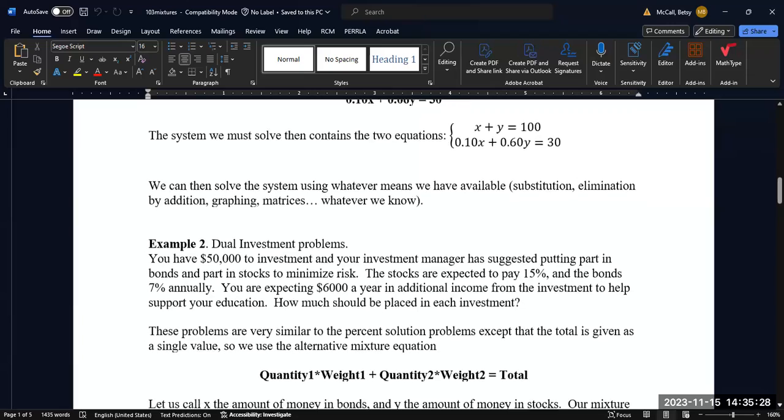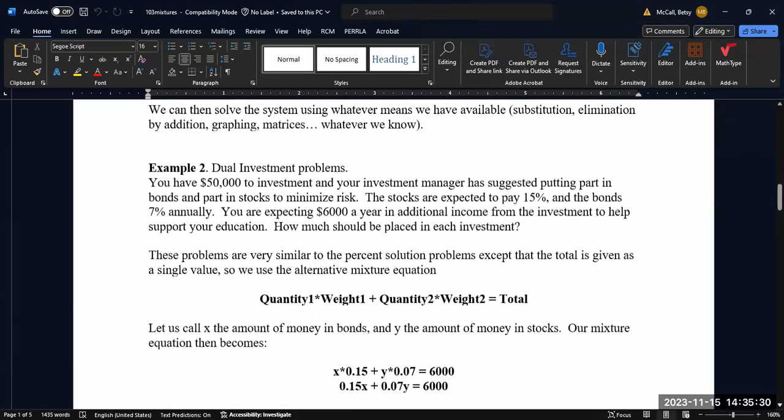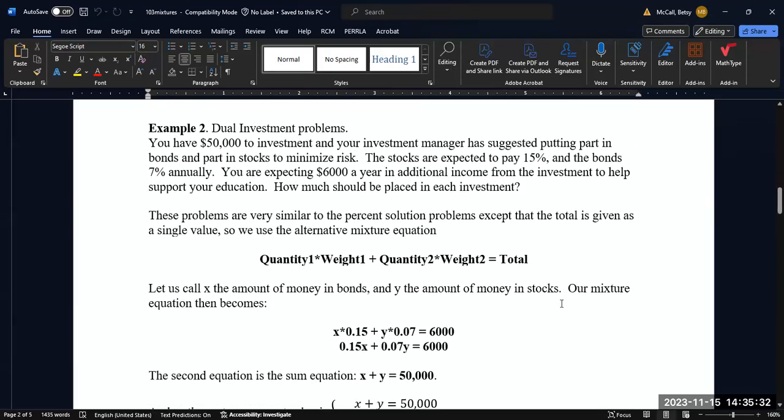Let's look at dual investment problems, because this is another one, but this one tends to give that second type of mixture equation where they just give you the total. So here you have $50,000 to invest, and your investment manager has suggested putting part in bonds and part in stocks to minimize risk. The stocks are expected to pay 15% and the bonds 7%. You're expecting a return of $6,000 a year in additional income. So how much should be placed in each investment?